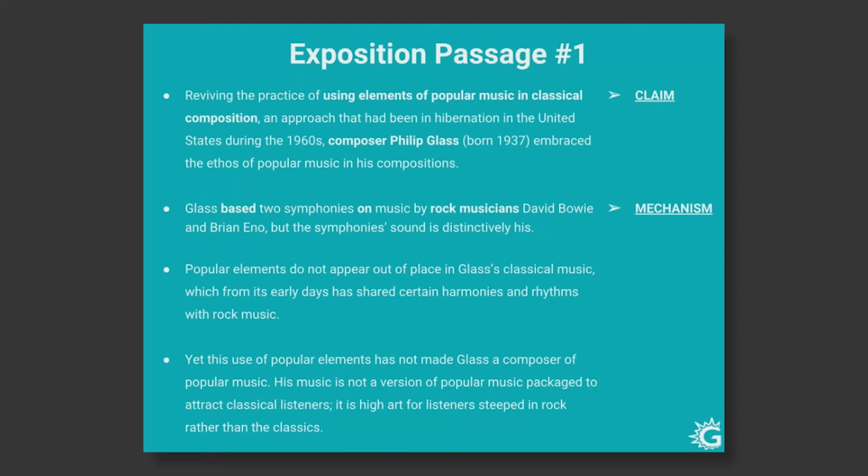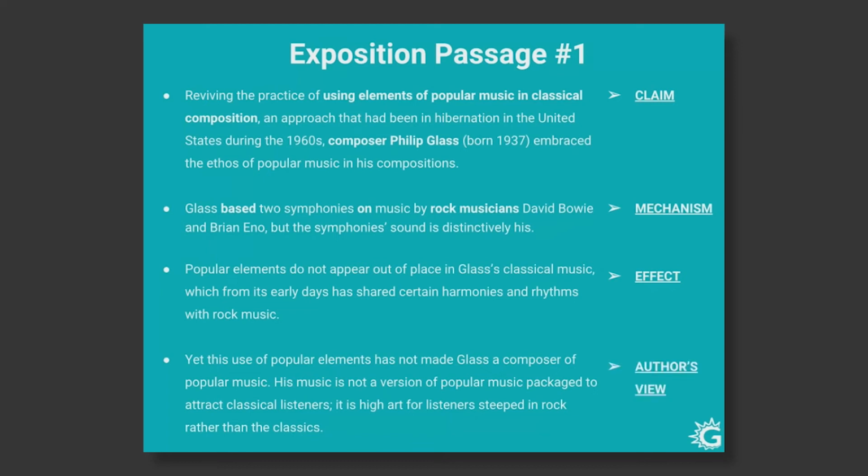And that is then followed up by the effect. So because he would incorporate these things in his music, we know now that popular elements don't feel out of place in his music. He's been doing it a long time. The effect of that is that it's not out of place. It doesn't feel like it doesn't belong. Whereas a random classical composer trying to bring in all of these cool, popular things may not do such a great job. But Glass, he's been doing it for a long time, and this is the effect.